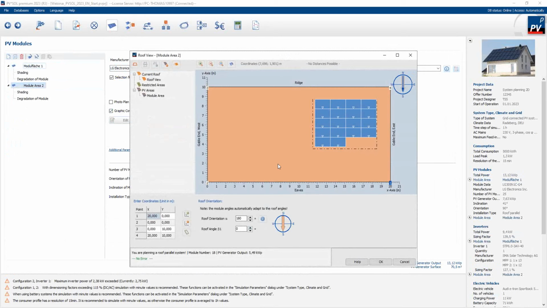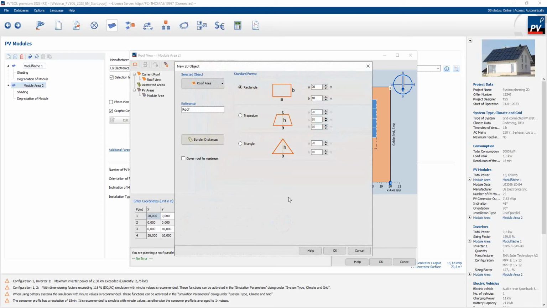The roof visualized here is a default roof, and if you would like to start with a new one, you have to press the small trapezium icon here on the upper left-hand side. This is to create a new 2D object. For our roof, we have 3 standard forms available: a rectangular, trapezium, as well as a triangle. In our case, we have a saddle roof, a gabled roof, so it's a rectangular, and you have to define the dimensions. We have a 10-meter eave, and the distance from the eave to the ridge is close to 5.3 meters.